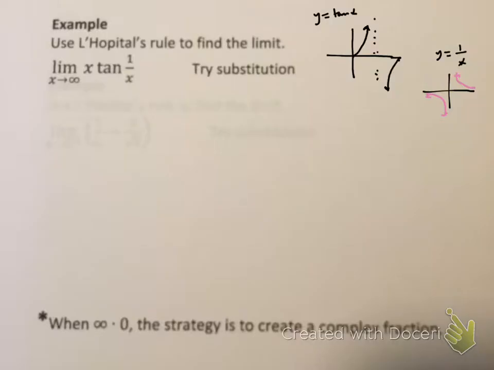Alright, to help you figure out what's going on here, it's kind of important that you graph. If you don't know how to graph, then you're going to have some issues. And so here's what I'm talking about. We're supposed to be looking at this expression over here. The limit is x times the tangent of 1 over x, as x approaches infinity.